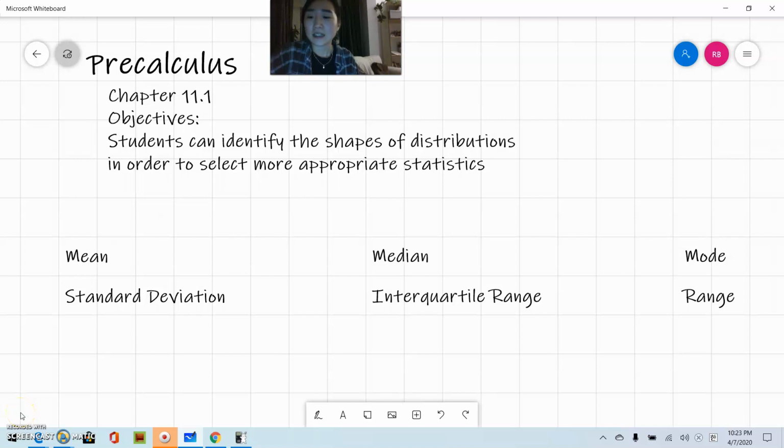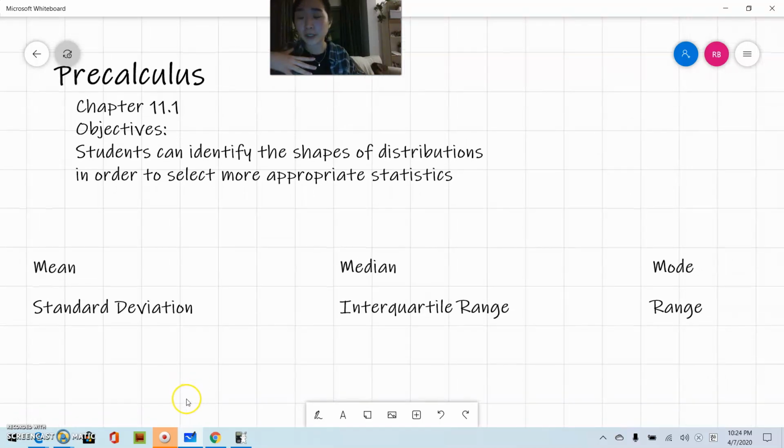Hi guys, this is my attempt to explain the sections, chapter 11, section 1. Section 1 is quite heavy because there's a lot of information that you are not familiar with. So there's a lot of vocabulary that you need to be familiar with.